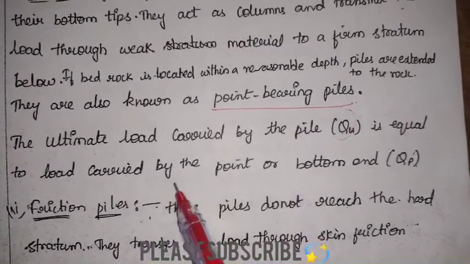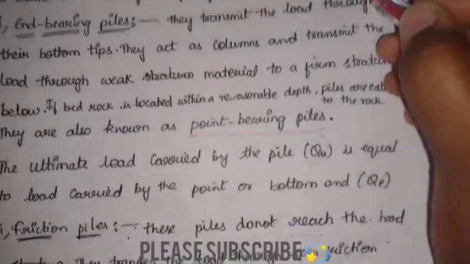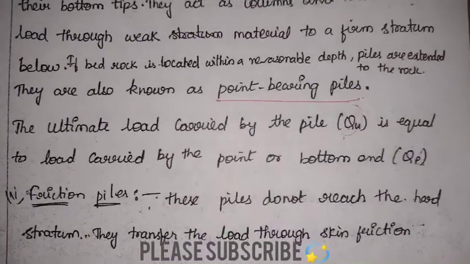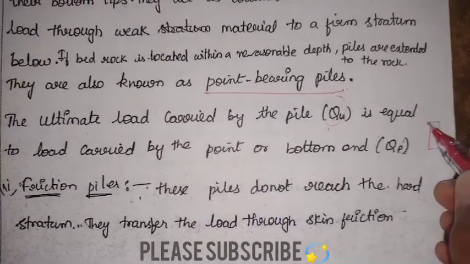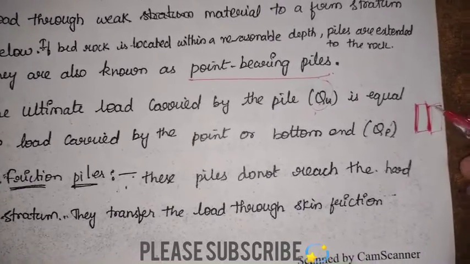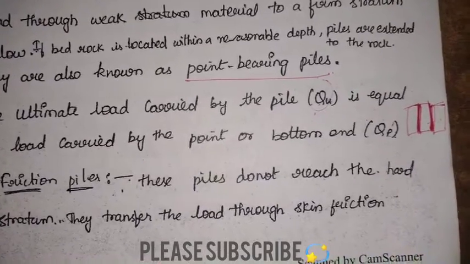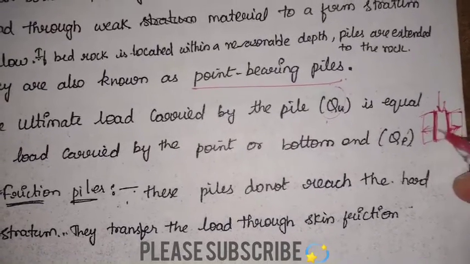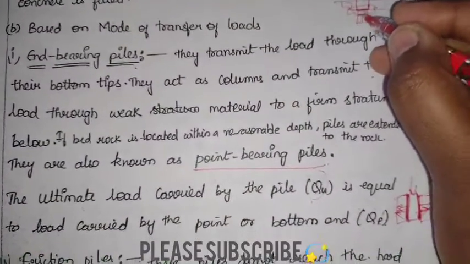So the load carried by the point or bottom is QP. The whole pile we are writing as QU, whereas if we are considering only the bottom one, that is QP. Next come the friction piles. These piles do not reach the hard stratum. They transfer the load through skin friction, that is, through whatever material is right beside the pile. Because of this, whatever load is acting is transferred in this direction, and here we are transferring it through the end tip.